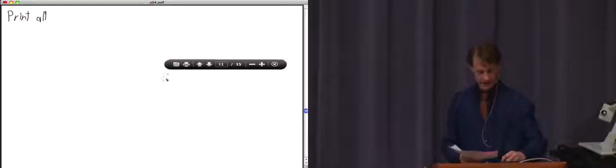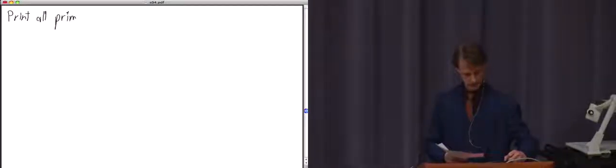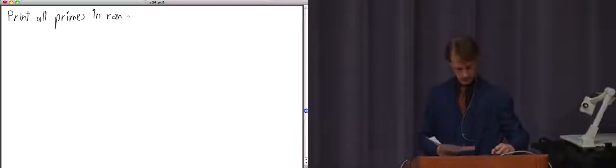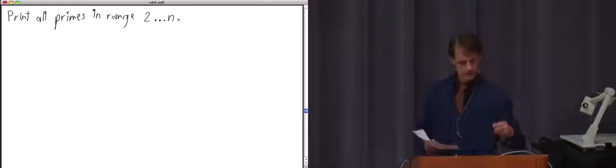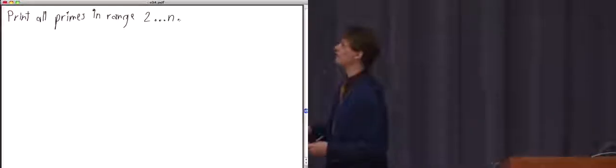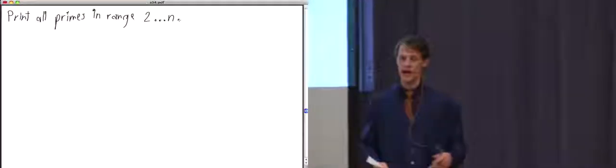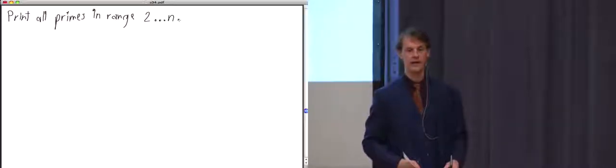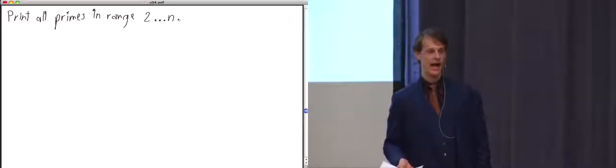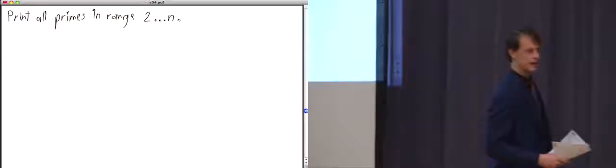All right, so now what I want to do is show you a common mistake among beginning Java and C programmers. To illustrate this common mistake, I'm going to write a little program that prints all the primes in the range from 2 to n, but the code I'm about to write has an error in it. See if you can spot the error.